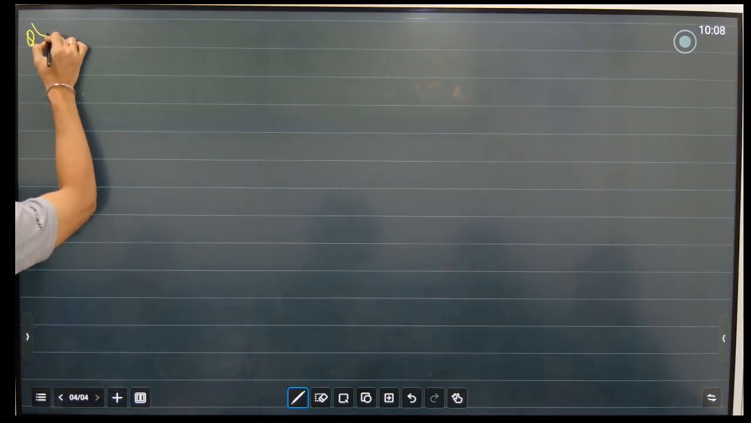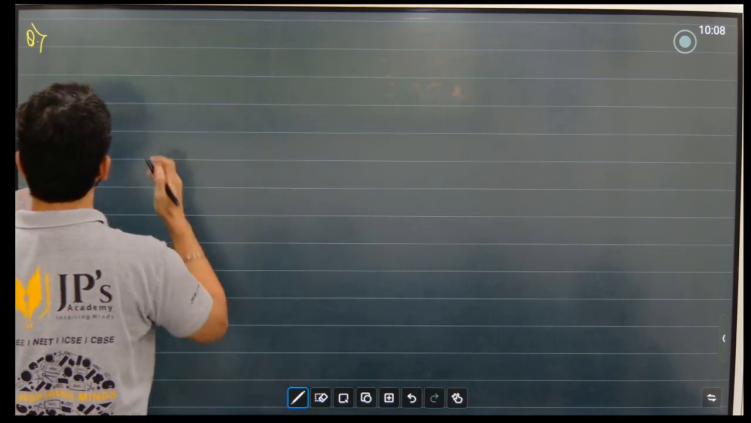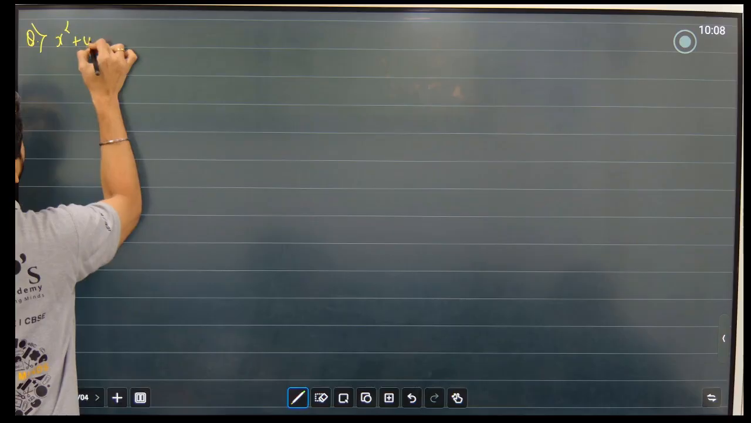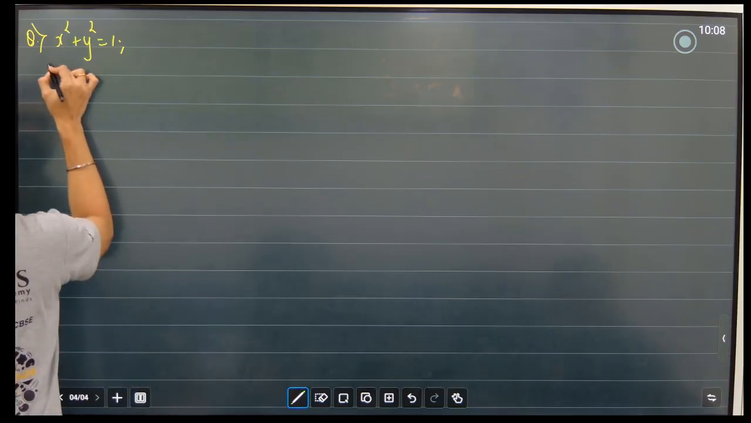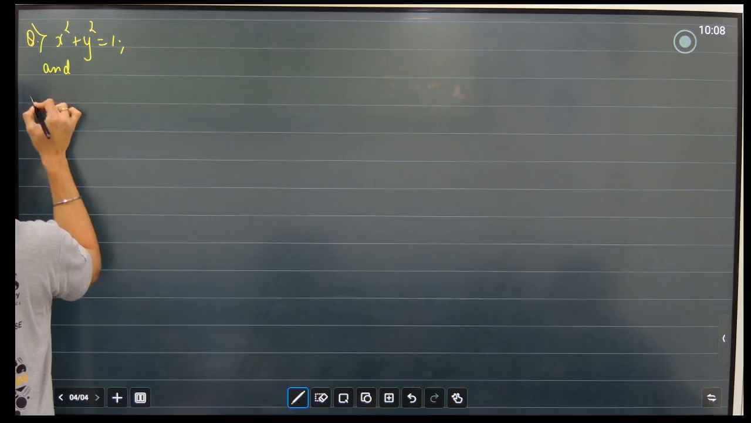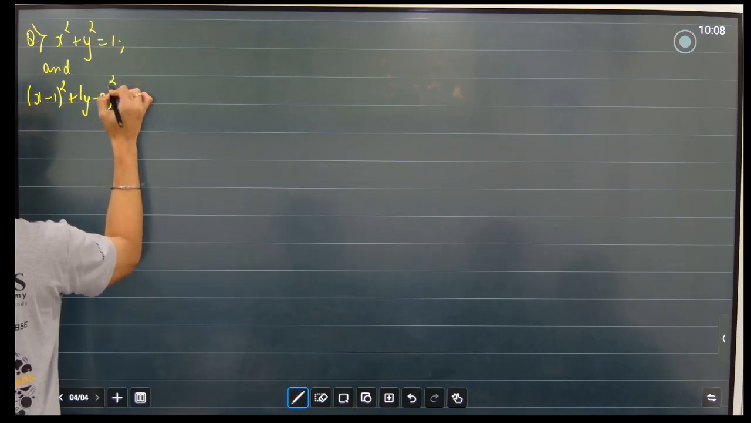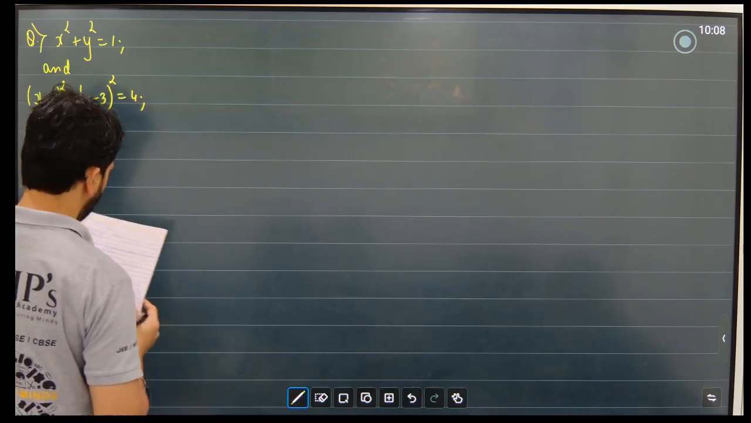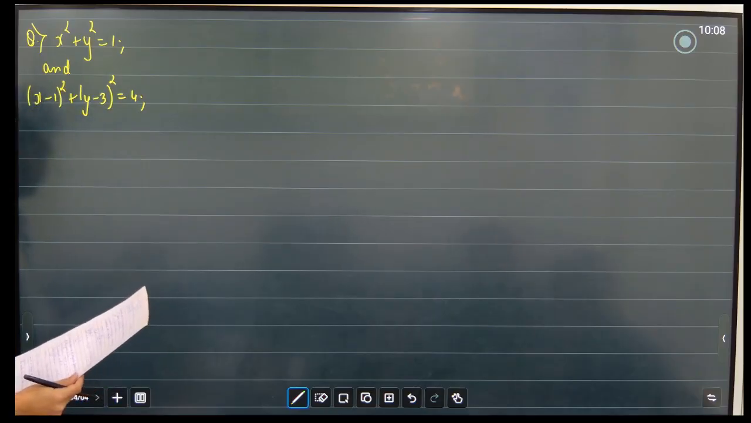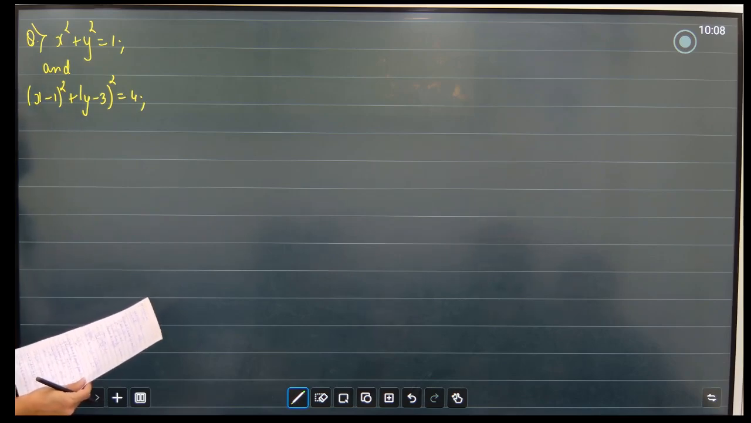Question. Find all common tangents to the circles x square plus y square is equal to 1 and x minus 1 the whole square plus y minus 3 the whole square is equal to 4. Okay. Find all common tangents to the circles x square plus y square is equal to 1 and x minus 1 the whole square plus y minus 3 the whole square is equal to 4.